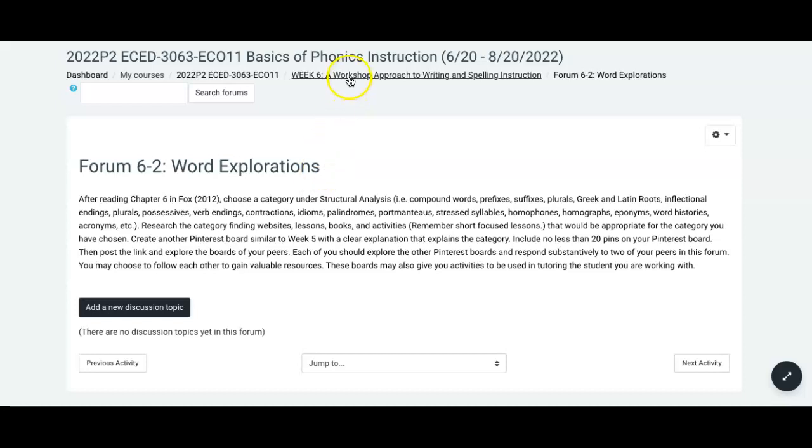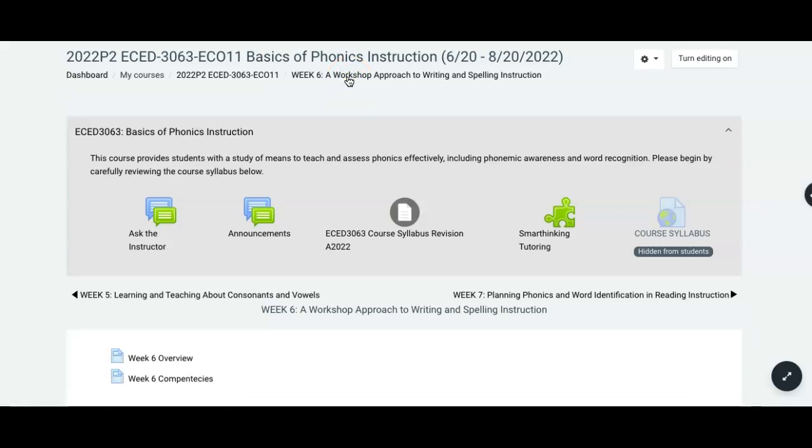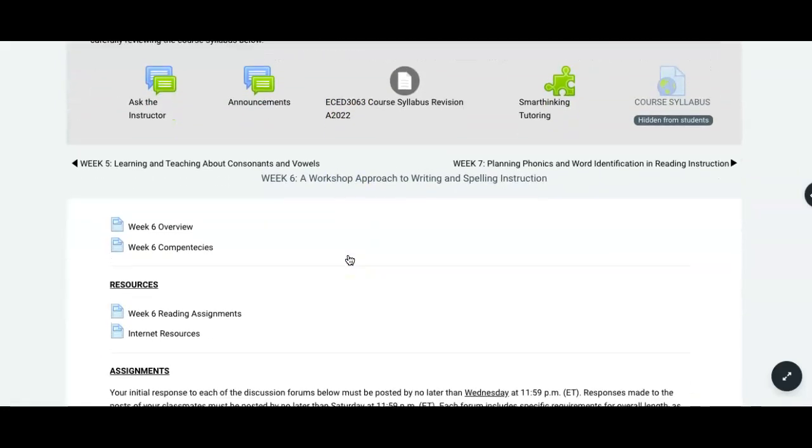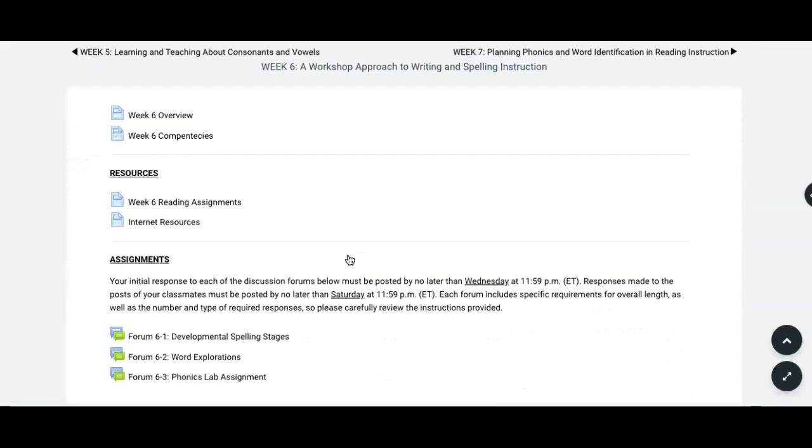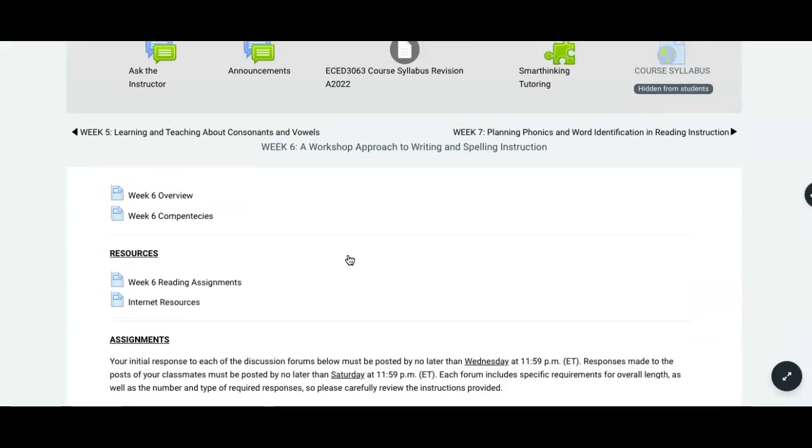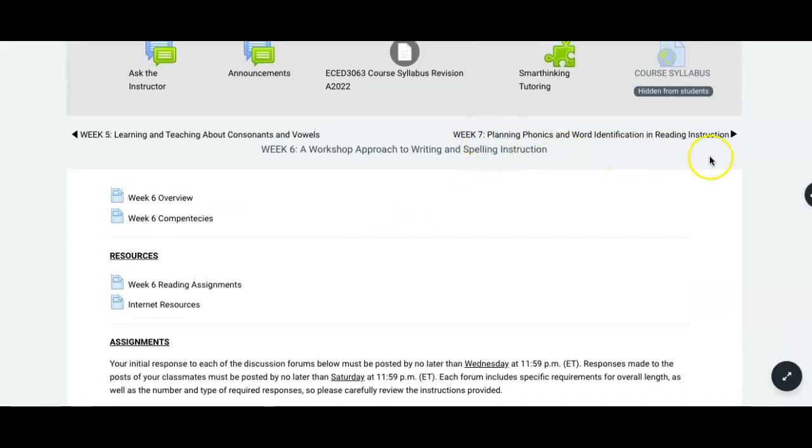I hope that you are all looking ahead to week 7 and week 8. In week 7, you are having that word study lesson plan, which obviously the work that you're doing in week 6 is going to be of great help as you develop that plan in week 7.